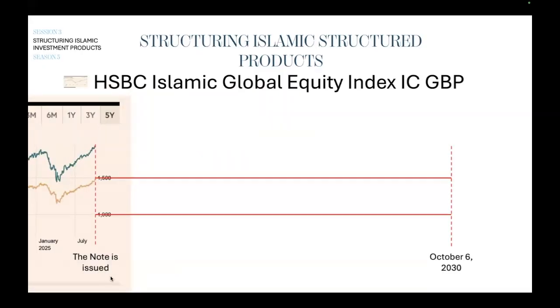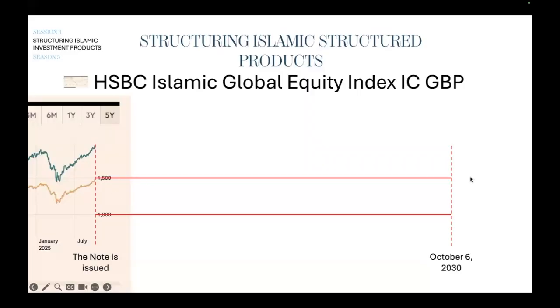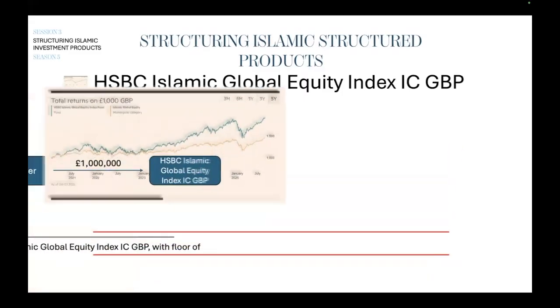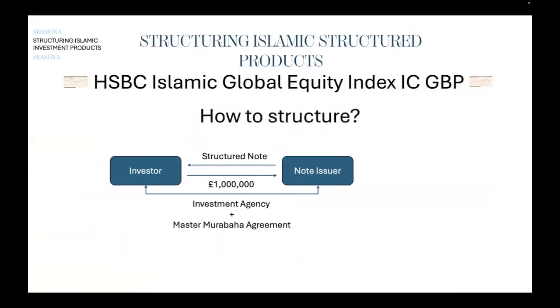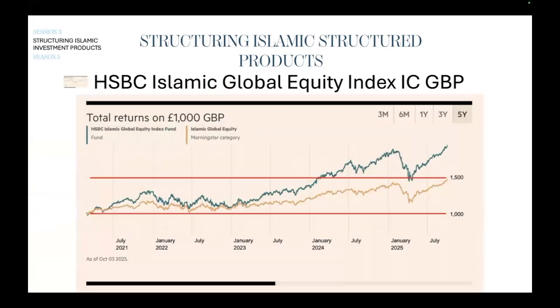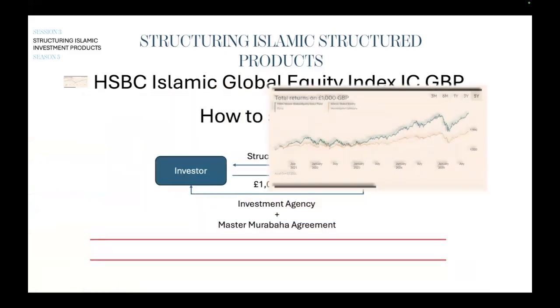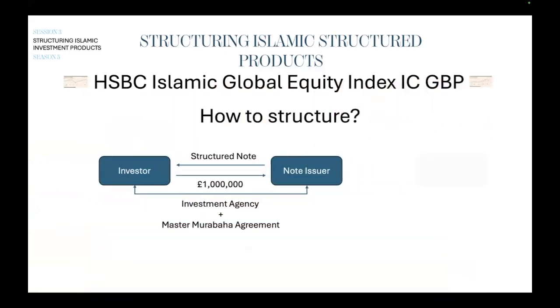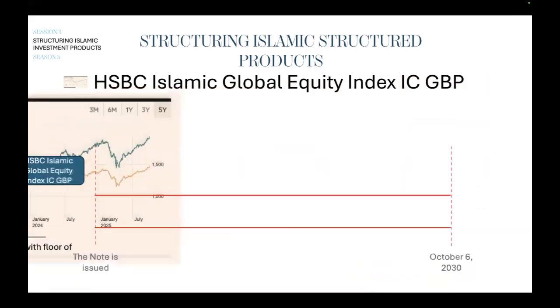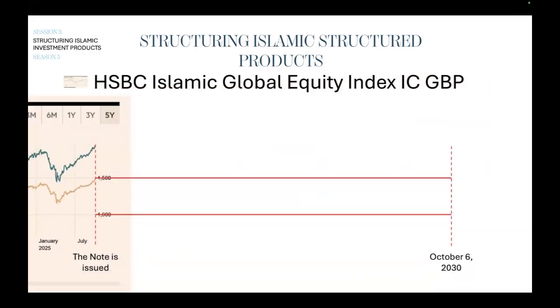So this is issued on, say, today's date, and both the investor and the note issuer don't know what is going to happen in the next 5 years. So this is a 5 years structured note. We know the performance, the previous one, this one, we know this is the history. However, when the note is issued, we don't know. Both the investor and the note issuer don't know.